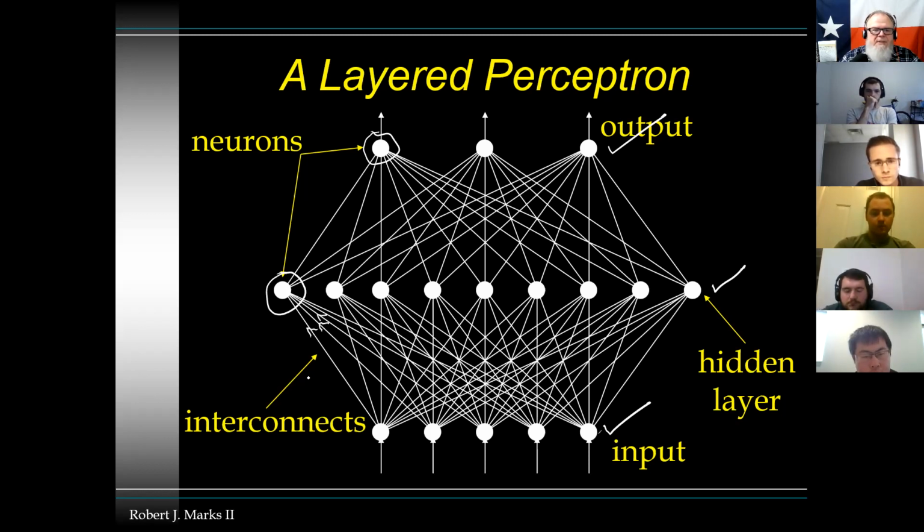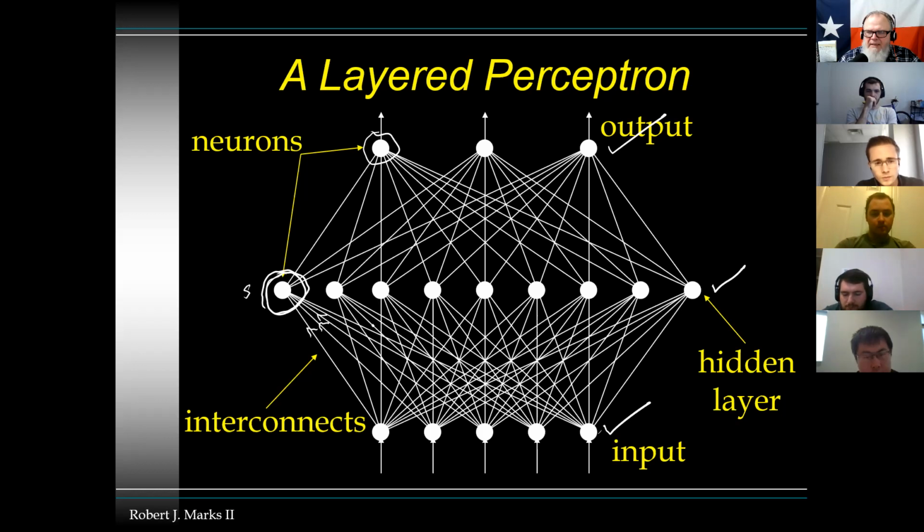And these inputs are generated by interconnects, and each one of these interconnects has a weight. And what's going to happen is that each neuron performs a simple calculation and is assigned a number, a state associated with it. And then that state is used to propagate up to the next neuron.